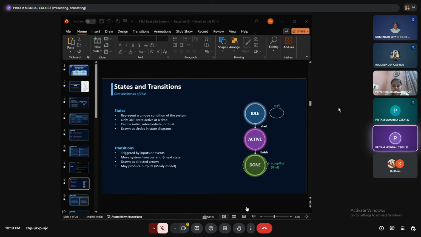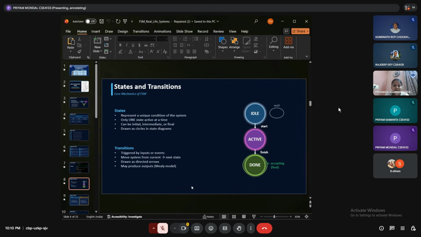Priyankshi will take over. Yeah, so finite state machines are based on transitions. A state represents a specific condition of a system, and only one state can be active at a time. A transition is a movement from one state to another triggered by an input or event. Inputs are external signals like button presses and sensor values. Next slide, please.